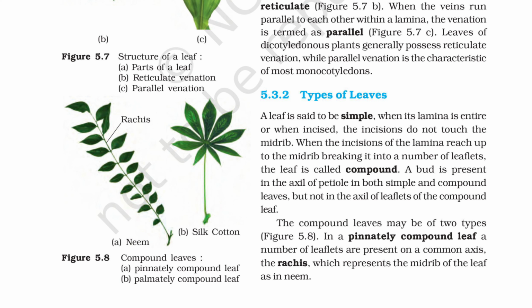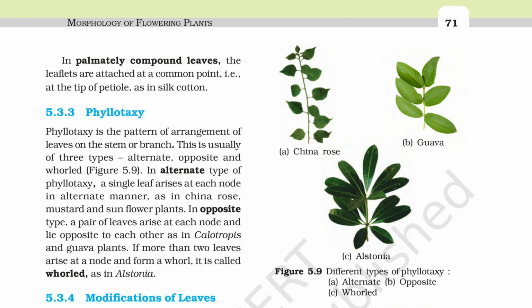The compound leaves may be of two types. In a pinnately compound leaf, a number of leaflets are present on a common axis, the rachis, which represents the midrib of the leaf, as in neem. In palmately compound leaves, the leaflets are attached at a common point, that is, at the tip of the petiole, as in silk cotton.